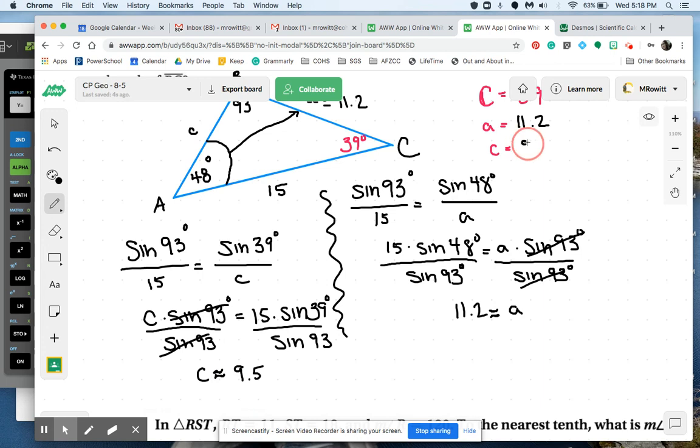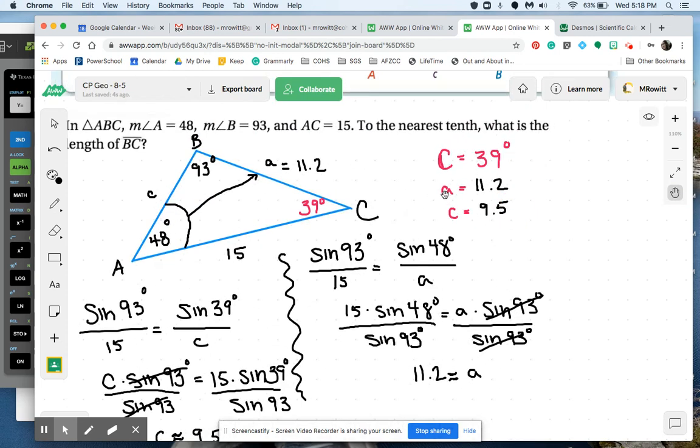So the complete answer for solving the whole triangle is that big C is 39, little a is 11.2, and little c is 9.5. I realize that this question only in the textbook asks for BC, but it's not like you can ever do too much math.